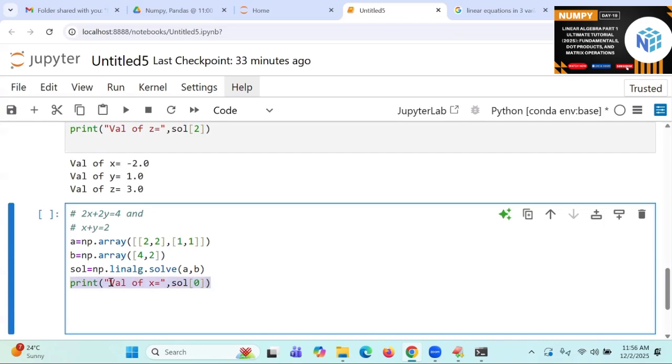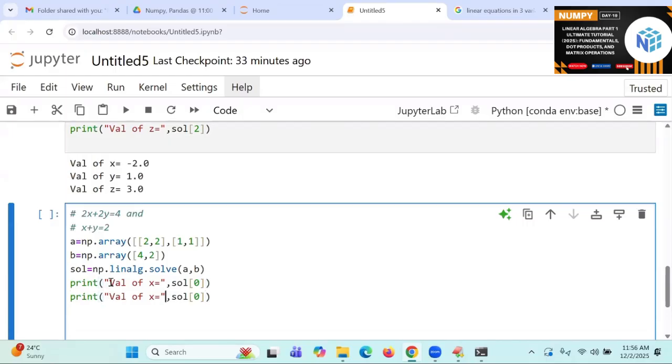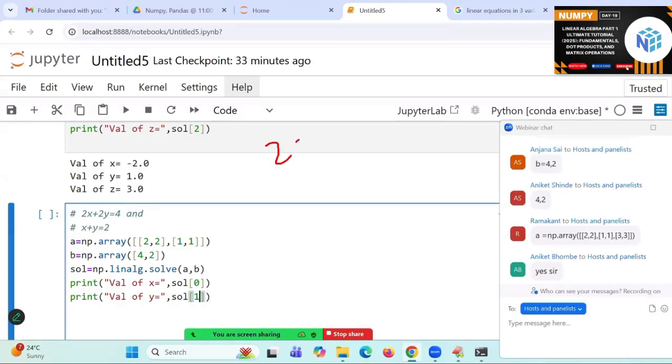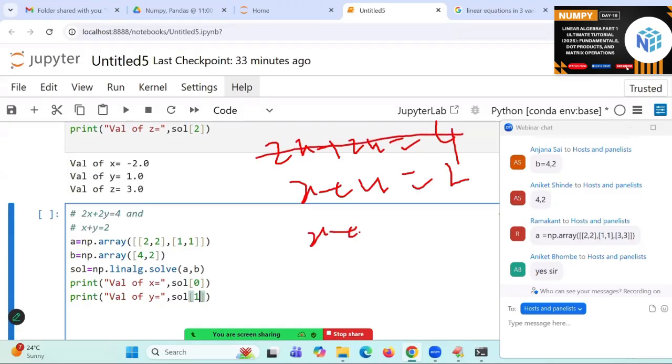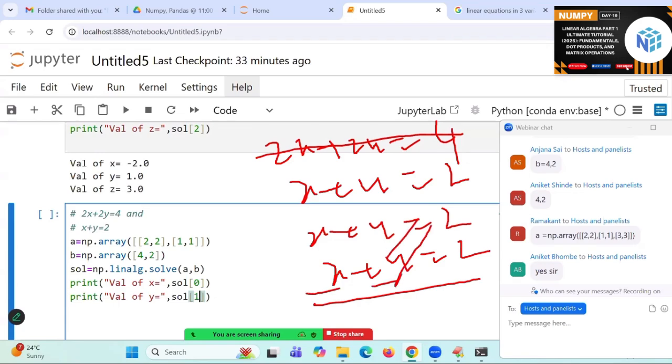Next, the y value is equal to solution of 1. Actually, mathematically you test it. This is 2x plus 2y is equal to 4, which is also x plus y is equal to 2 when you divide the entire thing by 2. So it is x plus y is equal to 2, and x plus y is equal to 2. You do minus. What will happen? Totally 0.